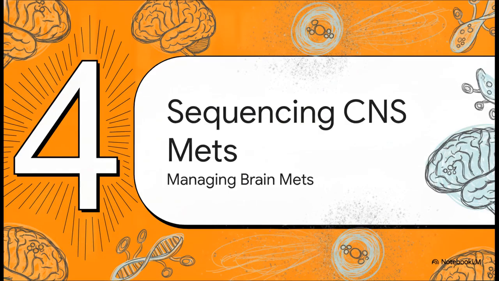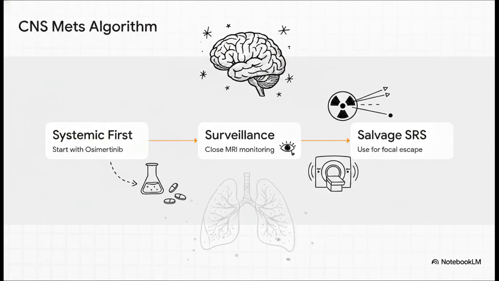Let's pivot to Section 4, Sequencing in Managing CNS Metastases. Thanks to the really high intracranial efficacy of third-generation TKIs, which we saw demonstrated in trials like FLAURA, the standard clinical algorithm for small asymptomatic brain lesions has totally shifted. The steps are now systemic first with a drug like osimertinib, followed by short-interval careful MRI surveillance. You then utilize salvage stereotactic radiosurgery, or SRS, only if a focal escape actually occurs.